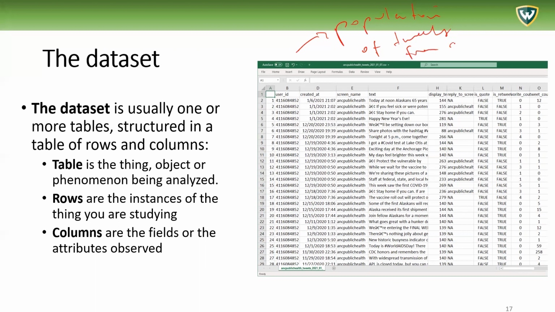from agency X, XYZ, ANC Public Health. Within, and then it always gets a little bit more specific, within, you know, the year 2020.